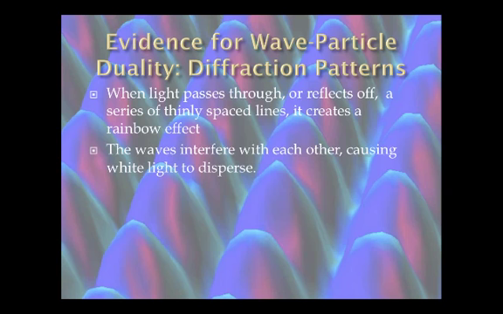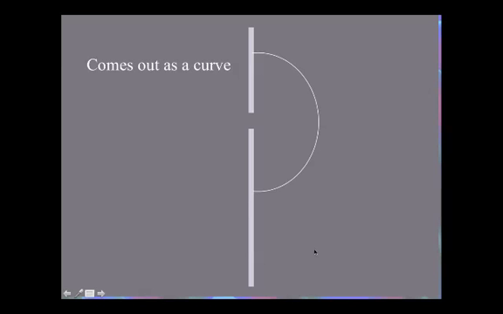It's the diffraction patterns. So when light passes through or reflects off a series of thinly spaced lines, it creates a rainbow effect, like a prism, right? And the waves interfere with each other once they move through the thin lines, and it causes the white light to disperse so that what you see is a rainbow. Well, what if we don't have white light? What if we just have any old wave, right?